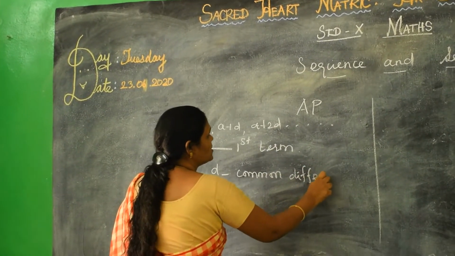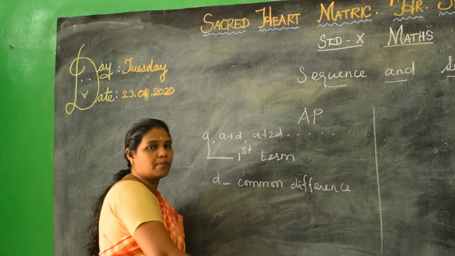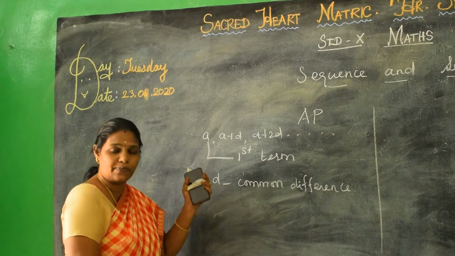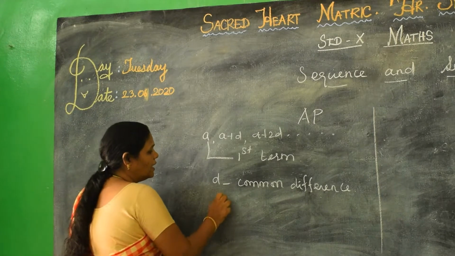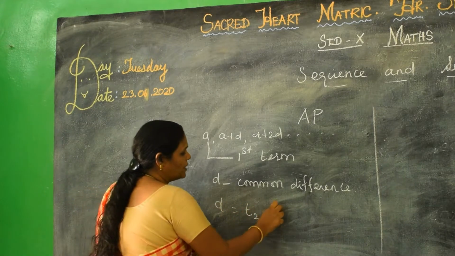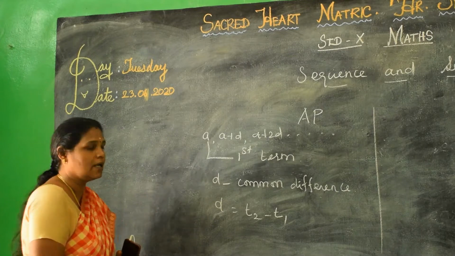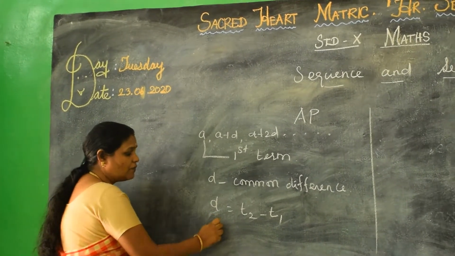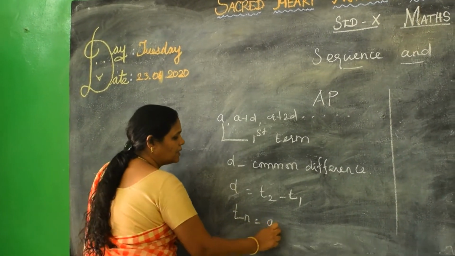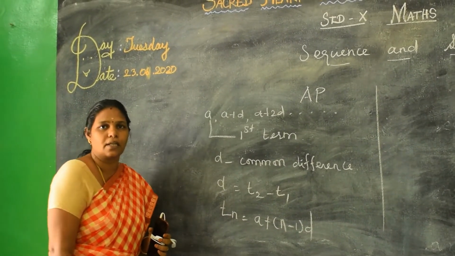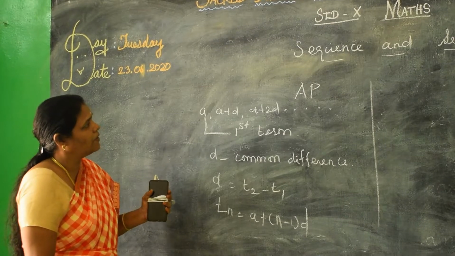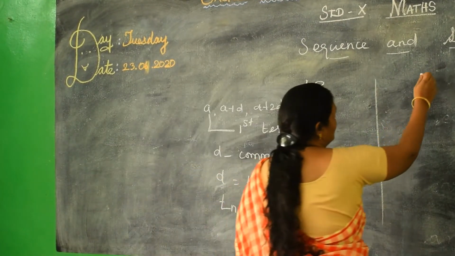Just we are recalling this, children. Already I taught the problem and we worked it out also. Please recall it. Then D is equal to T2 minus T1. Then what is the general form? Tn is equal to A plus n minus 1 into D.